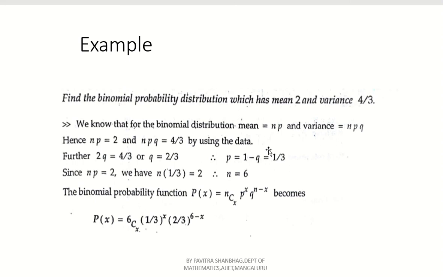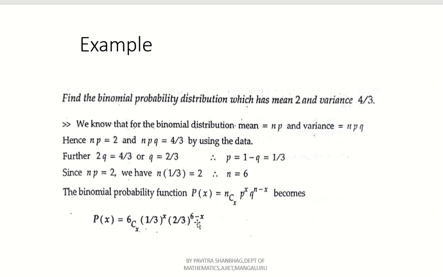Now we want what? N. What is N? See, already given NP equal to 2. But P is known quantity now because we have already found P equal to 1 by 3. So N by 3 equal to 2. So what is N? This 3 will go to the RHS. So N equal to 6. So what is your binomial distribution function or probability function? P of x equal to NCx P power x Q power n minus x. Just replace all the values. N is 6. 6Cx. What is P? 1 by 3 whole power x. And what is Q? Q is what here? We already found 2 by 3.